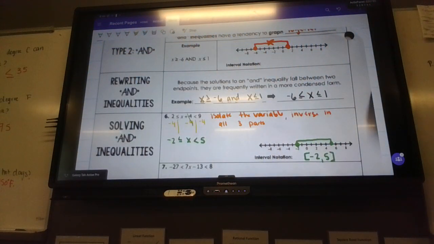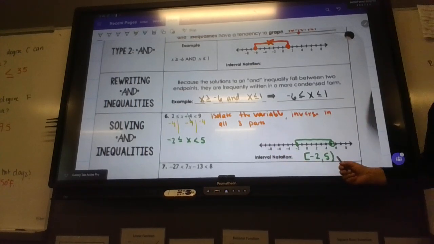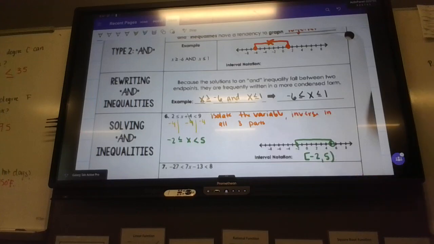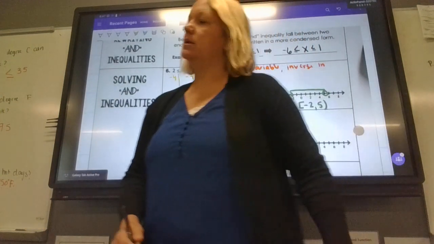Wait, so would the 5 be an open or closed dot? Oh, open. It would be open. Thanks, Drew. So sometimes some are closed and some are open. And actually with open dots, we do parentheses, and with closed dots, we do brackets. So this is correct interval notation to say bracket, -2, comma, 5, parenthesis. All right, you guys go ahead and try the next one.